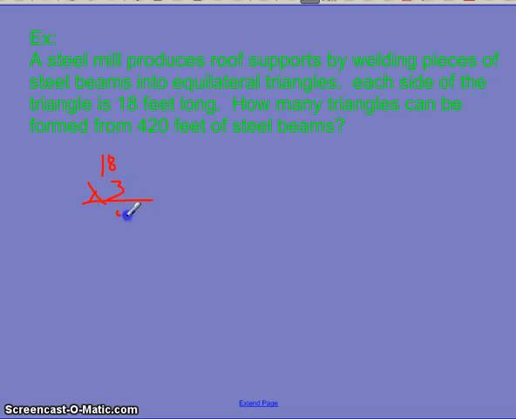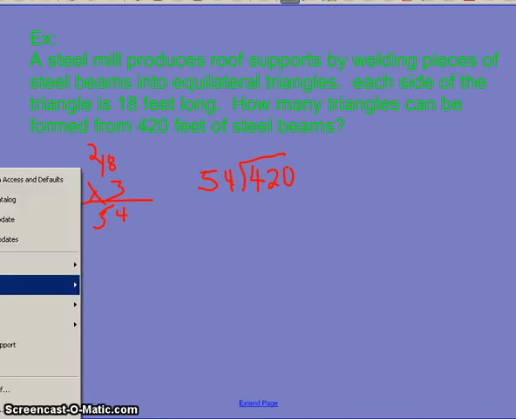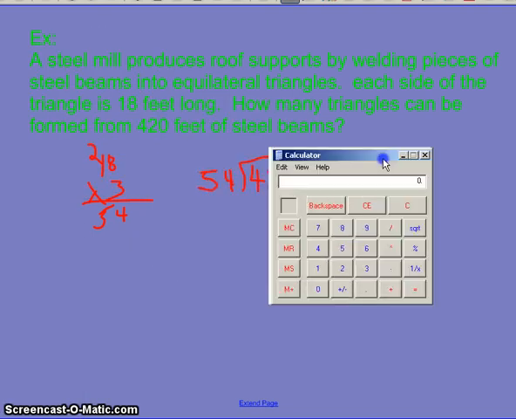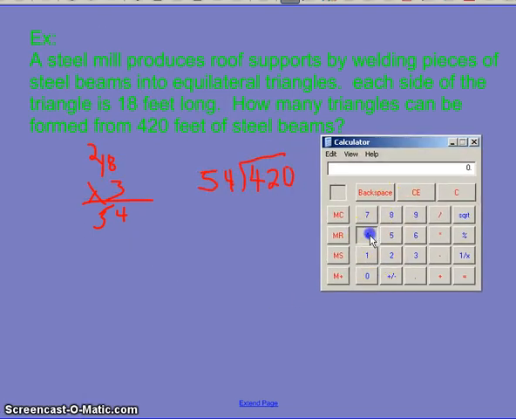So that's going to give us 54. Now this is for each one of the triangles, so if we have 420 feet of beam and each triangle takes 54, then we need to do a little division to see how many triangles we can make. So let's pull out the old calculator here if I can find the accessories. Calculator, bam. And let's see, 420 divided by 54.